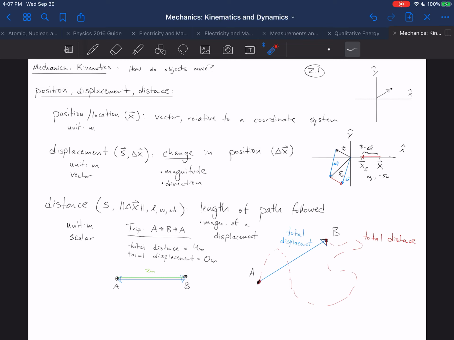Now, sometimes the word distance is ambiguous. Sometimes we mean just the magnitude of the displacement. And sometimes we do mean the total path that might be followed on a journey from A to B. And it'll be up to you, looking at the context, to work out which is meant in any particular circumstance.